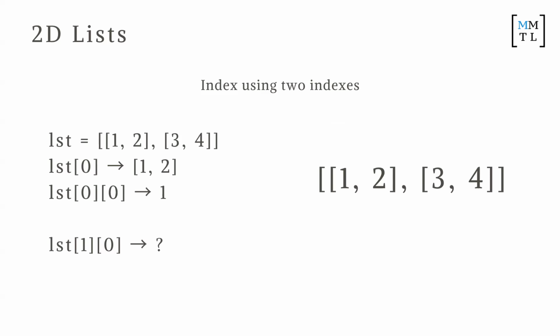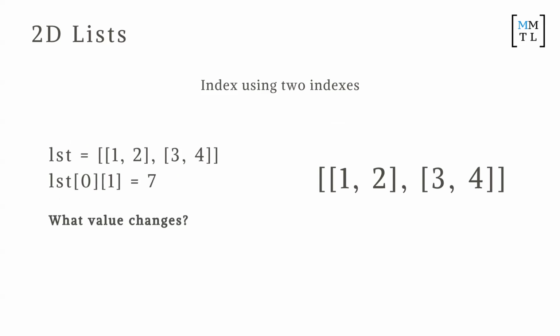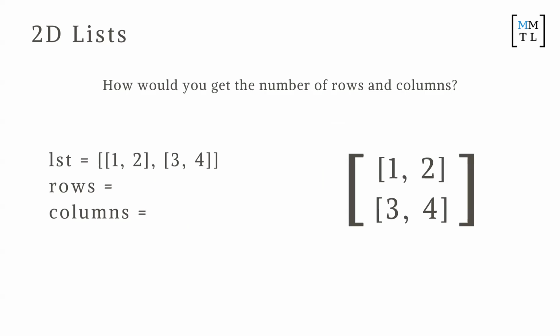Okay, so what would list 1, 0 be? 3, okay, so let's think about it. The 1 means that we grab this object here, and the 0 index of this list is 3. Does that make sense? Now, what if we do this: list 0, 1 equals 7. What value will change? The 2. Yeah, the 2 will become 7. Exactly.